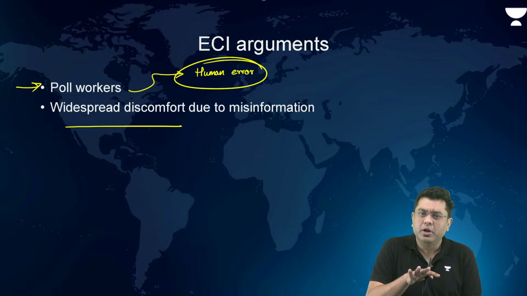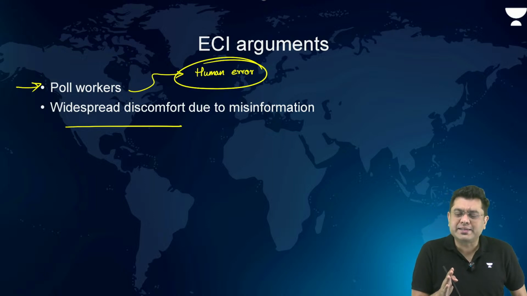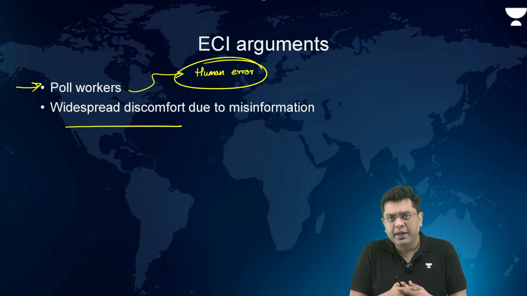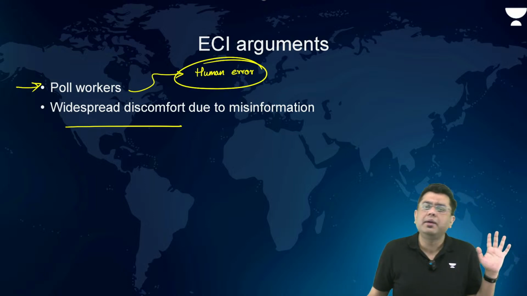Now, look, whether those arguments are justified or not is again not for us to judge. What we need to understand is what should be the way forward. The way forward in this is very simple. Voter trust has to be paramount.